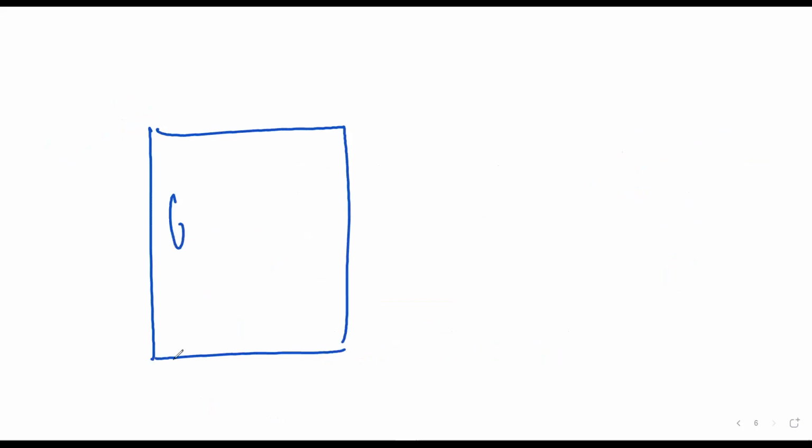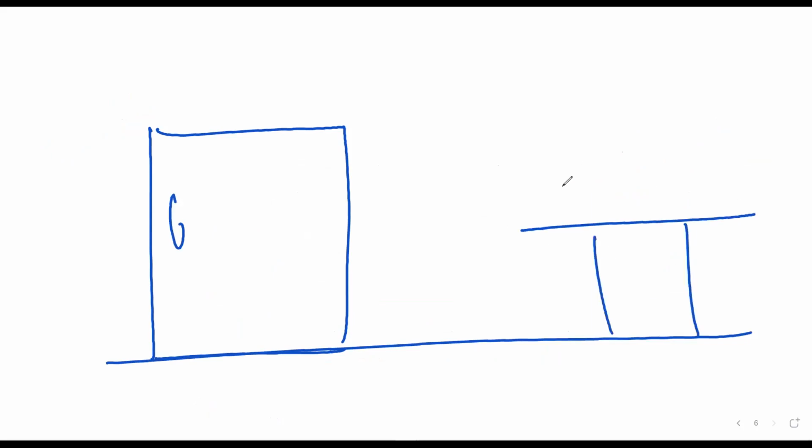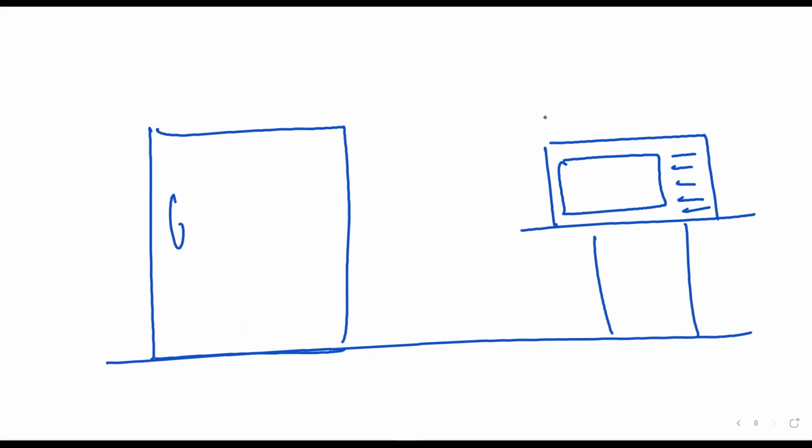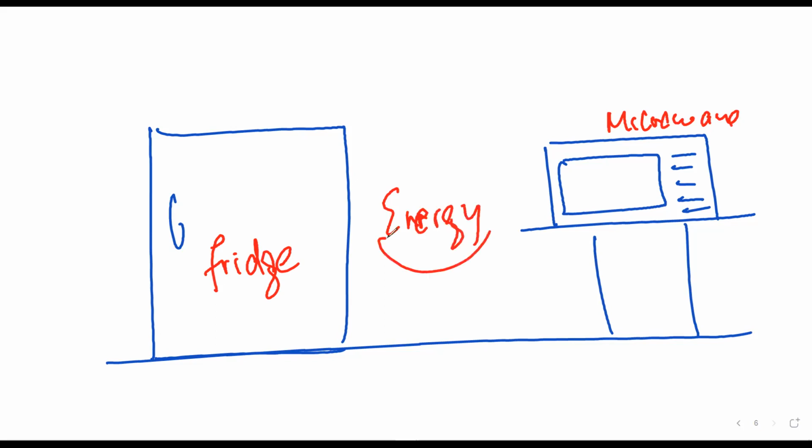So Mr. Ariman, you go to your kitchen and you have two appliances in your kitchen. Most probably your refrigerator would be in the kitchen. So this is the refrigerator and this is the microwave. So in terms of energy, Mr. Ariman, what is the job of a fridge? Take away energy. Do we agree?